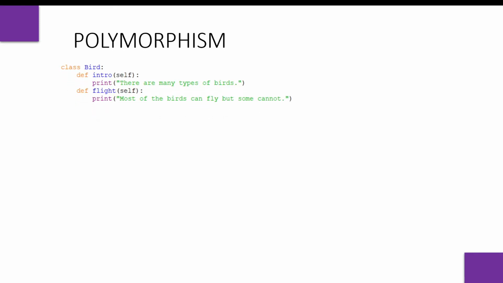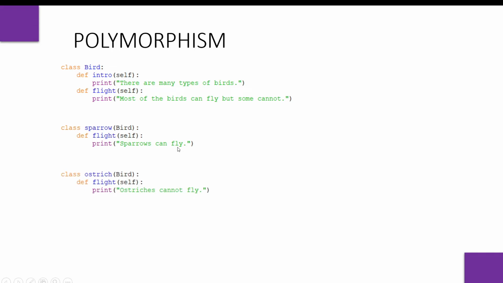So here I have a code with class bird, and I declared two methods: intro, in which I print there are many types of birds, and flight, where I print that most of the birds can fly but some cannot fly. Okay. Next I declare another class called sparrow, and it is inheriting the class bird. So it's the concept of inheritance that we just learned before. Here I am writing another method, flight self. Here I am writing print sparrows can fly.